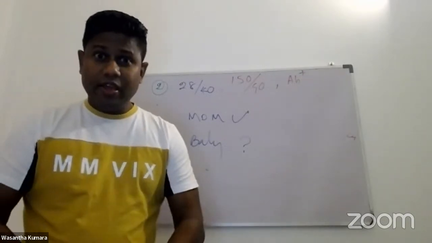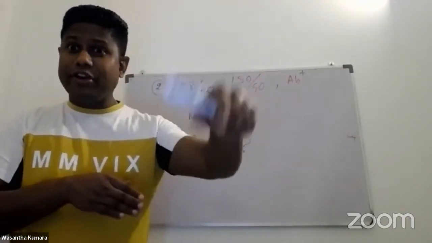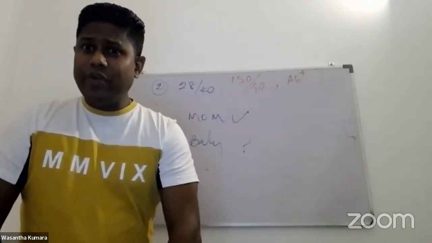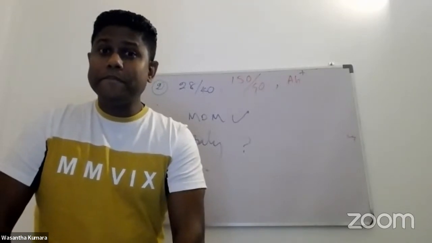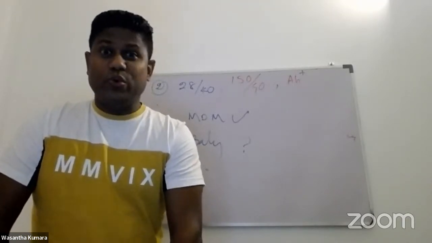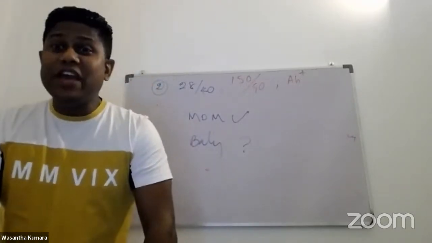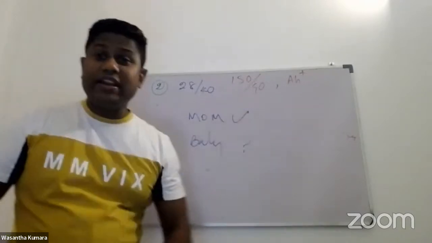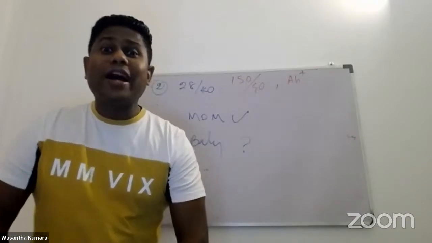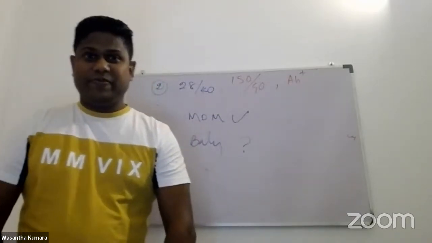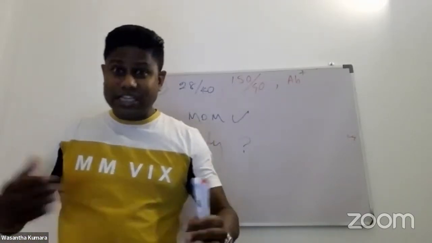Now, is it today, tomorrow, day after tomorrow, or after a few days? When will you deliver? It is severe IUGR, so is it immediate delivery? No, no. When you have severe IUGR with absent or reversed end-diastolic flow before 32 weeks, what will you do? Do ductus venosus Doppler. Can't you remember? Do ductus venosus Doppler.